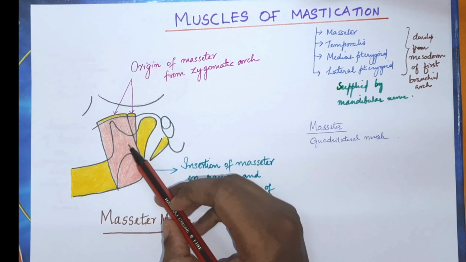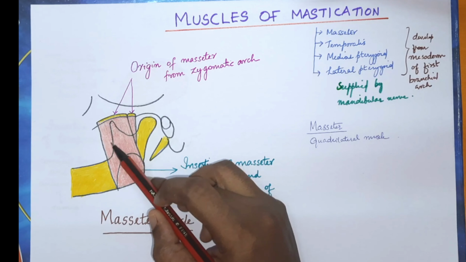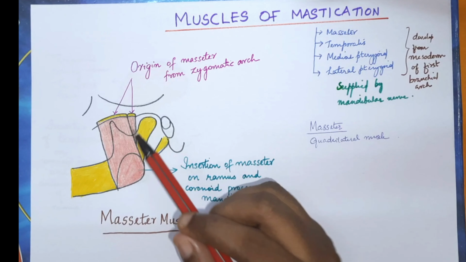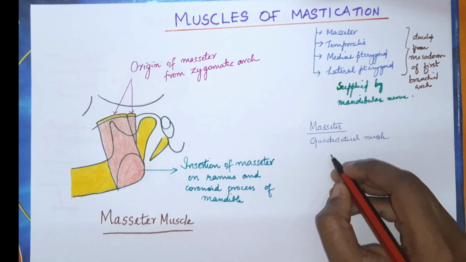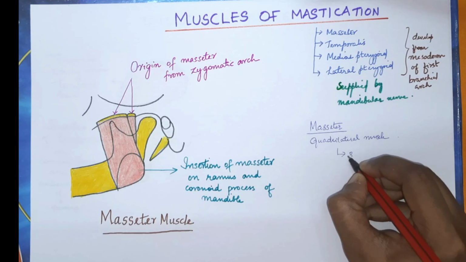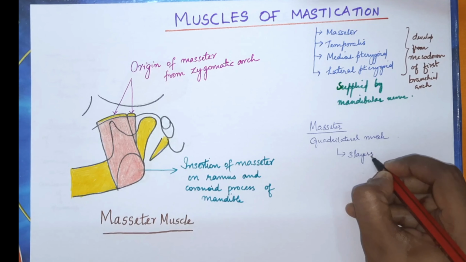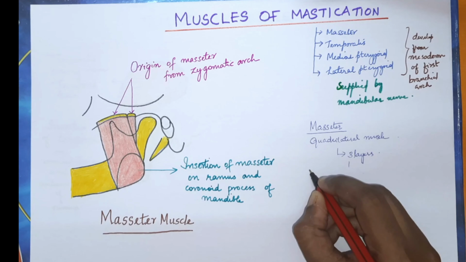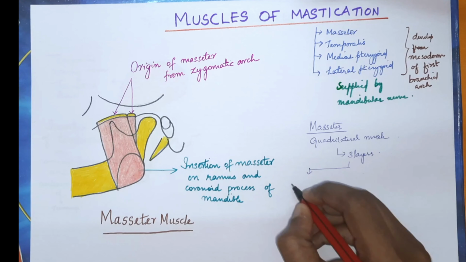Masseter is a quadrilateral muscle and it covers the lateral surface of the ramus of the mandible, and it has got three layers. That is, first one is the superficial layer, second one is the middle layer, and third one is the deep layer.